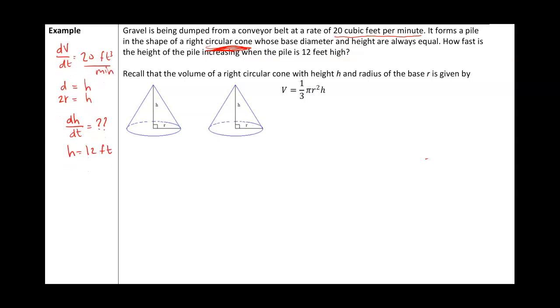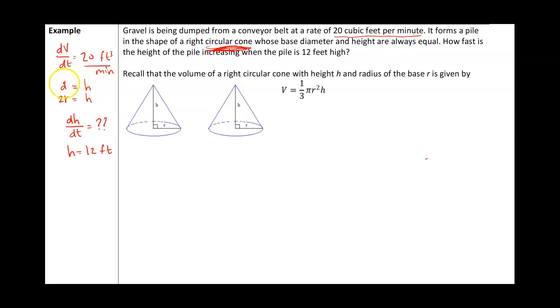So now what we're going to do is we're going to write down all the information we have. We have our volume, dV/dt is 20 cubic feet per minute. That's how fast the gravel is being dumped. So the volume is changing at this rate. Now here's what we know. We know that how fast is a pile increasing when the pile is 12 feet high. And we're also told that the diameter and the height are always equal. So the diameter is equal to the height.